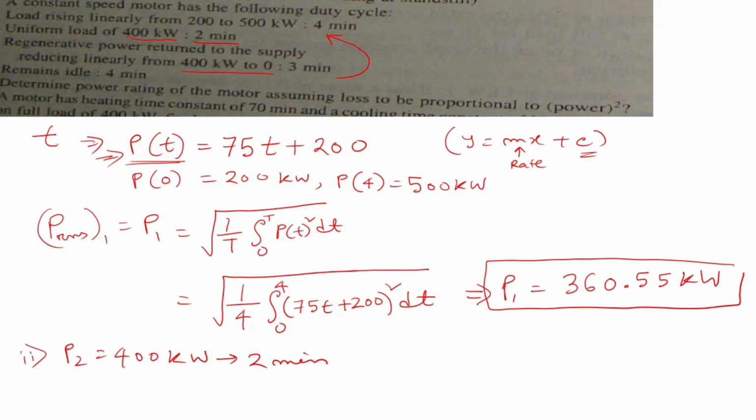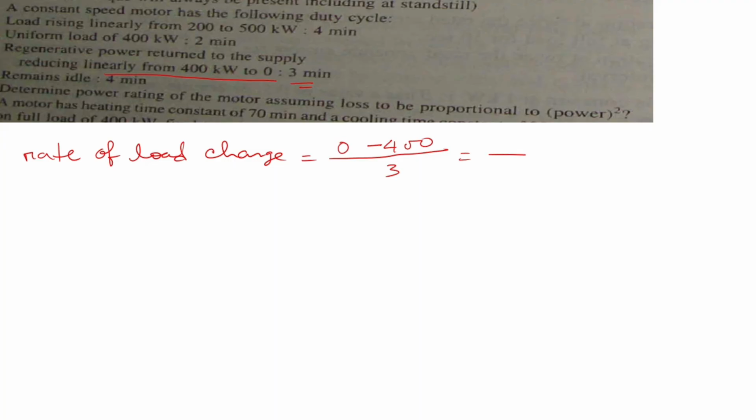Okay, now we'll calculate P3. Now in case of P3, the load is reducing from 400 kilowatt to 0 in 3 minutes. Okay, so again we'll find the rate of load change, that is 0 minus 400 divided by 3, which will come out to be minus 400 by 3 kilowatt per minute.